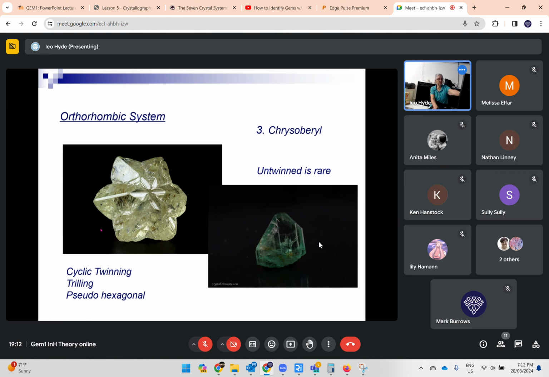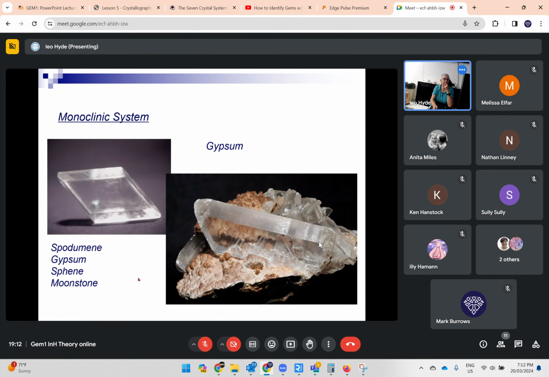So this is pseudo-hexagonal in habit, sorry, not form, because pseudo means like. So it looks hexagonal with its overall habit, but it's actually called cyclic twinning, because this crystal has grown on itself, more than one crystal, and we'll come to that in a minute.